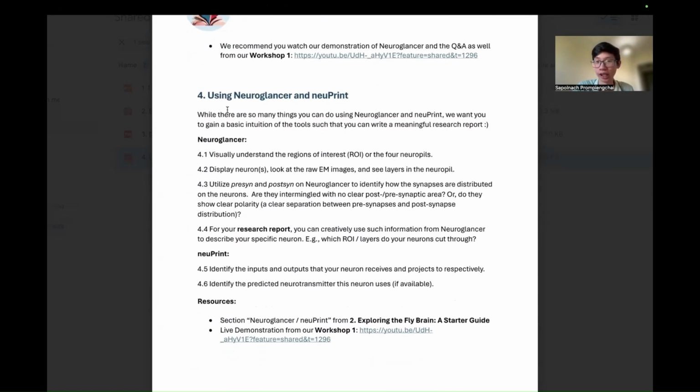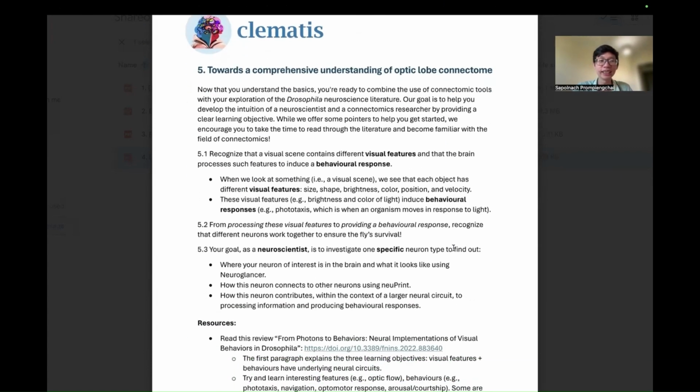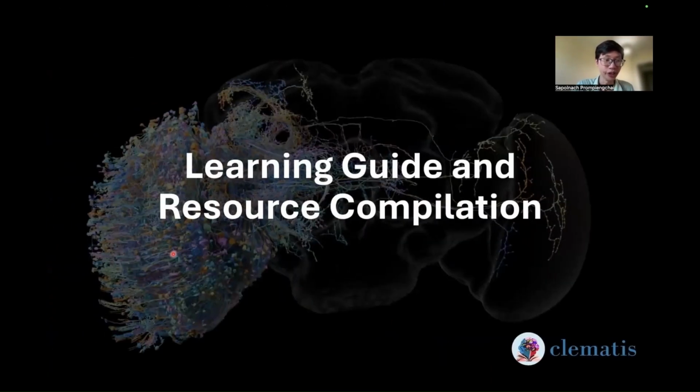You need to know how to use Neuroglancer and neuPrint, but specifically, what do you need to know in Neuroglancer and neuPrint? We have outlined this into concise bullet points. And lastly, how do we actually combine all of this together to produce a meaningful report and to think like a neuroscientist? So, anyways, without further ado, I have made that learning guide into a presentation. Hopefully after this workshop, you go back and look at the fourth file, which is the learning guide, and you understand much better what's going on. Okay, so let's get started.